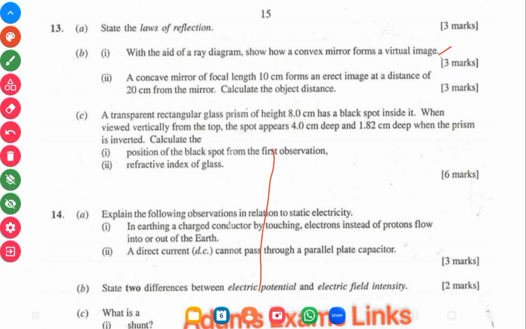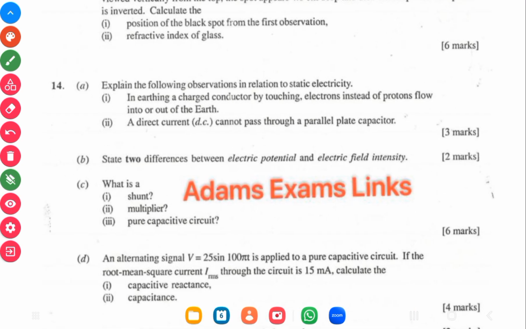Question 14. Explain the following observations in relation to static electricity. In earthing a charged conductor by touching, electrons instead of protons flow into or out of the earth. And part ii says that direct current cannot pass through a parallel plate capacitor. I've already mentioned that topics or questions like this really have to do with how you think about the topic rather than memorizing.